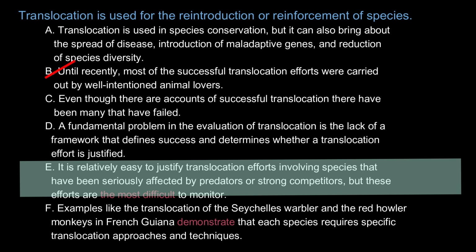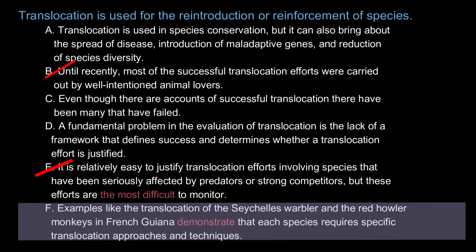E. It is relatively easy to justify translocation efforts involving species that have been seriously affected by predators or strong competitors, but these efforts are the most difficult to monitor. The sentence doesn't sound right because it presents a logical inconsistency. It suggests that translocation efforts for species affected by predators are easy to justify, but difficult to monitor, which is contradictory. Typically, efforts that are easy to justify should also have clear metrics for monitoring success. Additionally, the statement lacks evidence and overgeneralizes the complexities of translocation, failing to account for the specific challenges and nuances involved in conservation efforts.